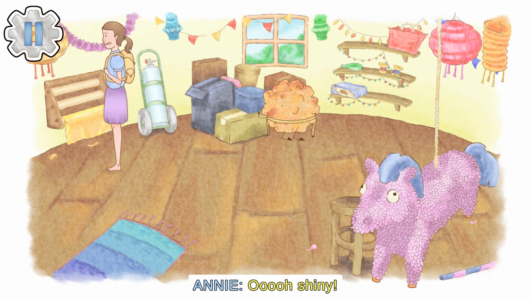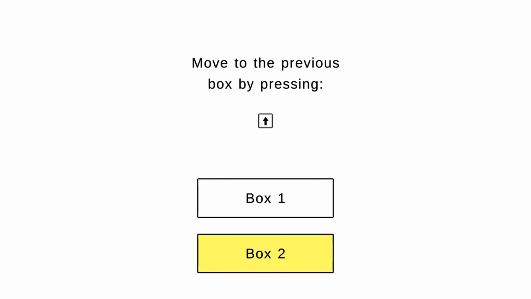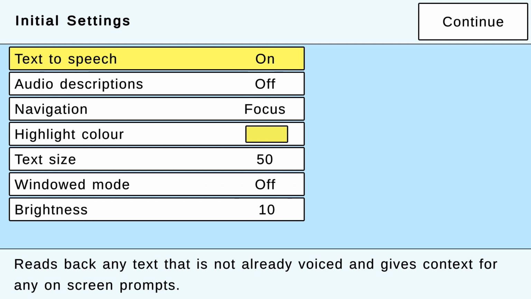Ooh, shiny. During the onboarding screen, the game detects your input device and whether it's a digital or analog input that you first use. It uses this information to assign the appropriate navigation mode when starting the game, so players are not locked out of the experience. This, of course, can be changed in our settings.